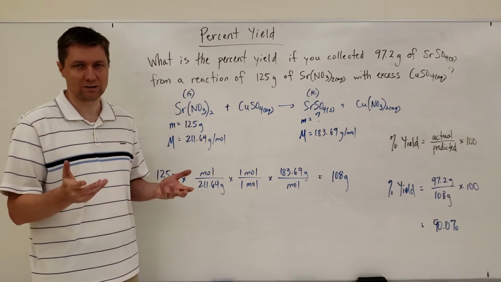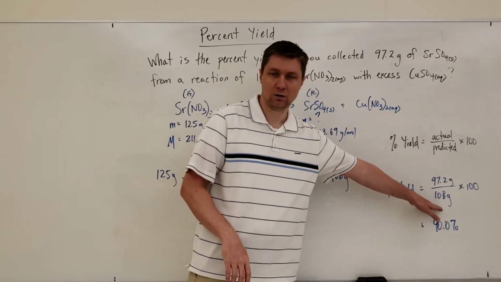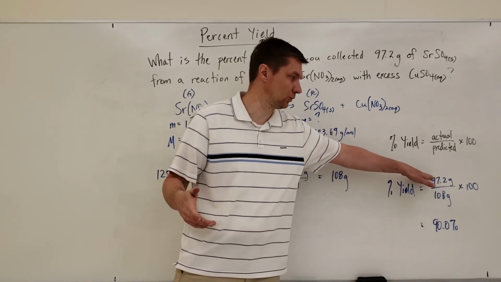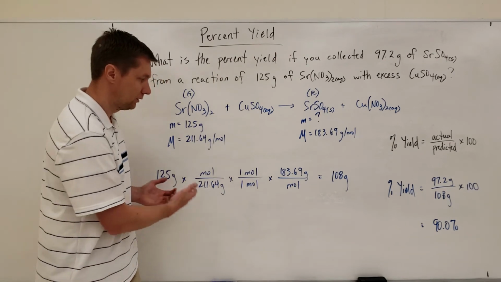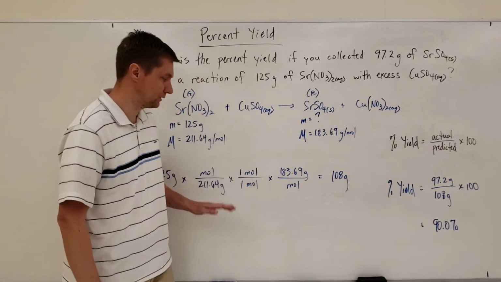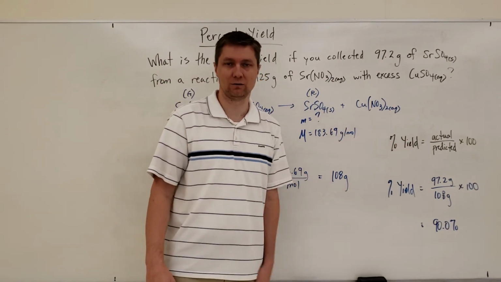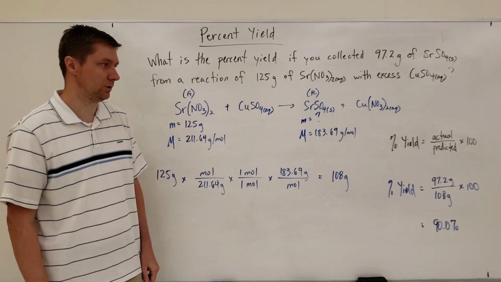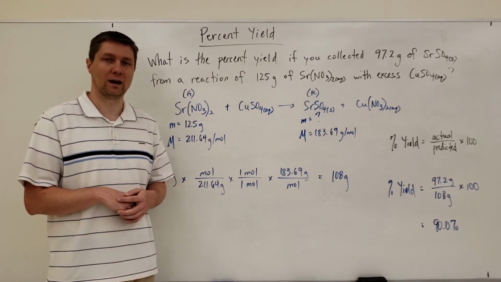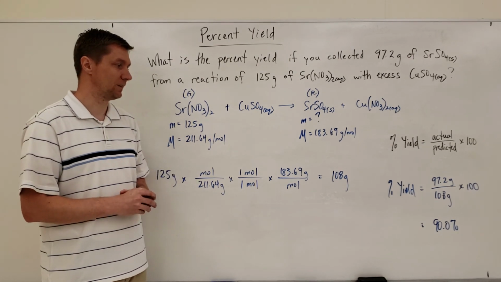One last thing that you might see is a question where they give you a percentage and they ask you, okay, what's the actual amount that was collected? Remember, the predicted amount down here on the bottom comes from stoichiometry. So you'll have to do the stoichiometry to get that number, plug it in, and then solve for x, which would be your actual for that. So you can see questions kind of reverse that a little bit. But that's it for percent yield.